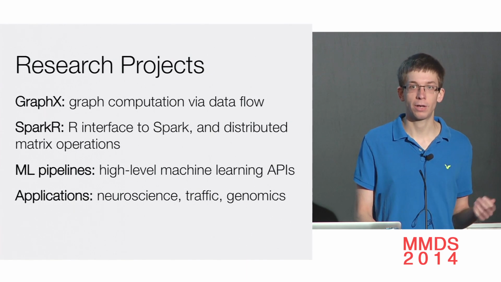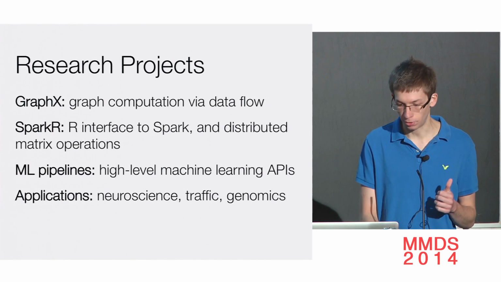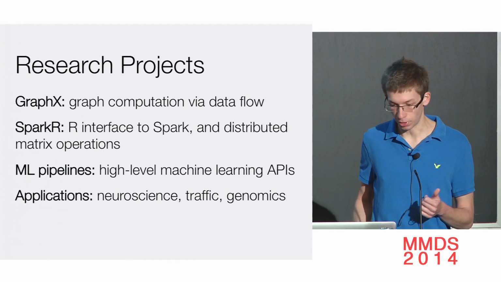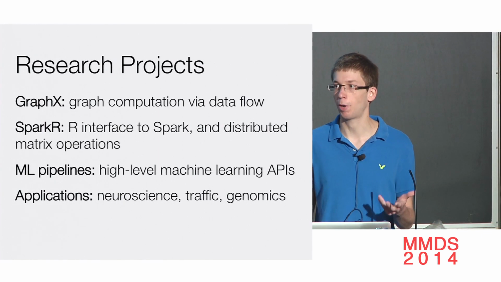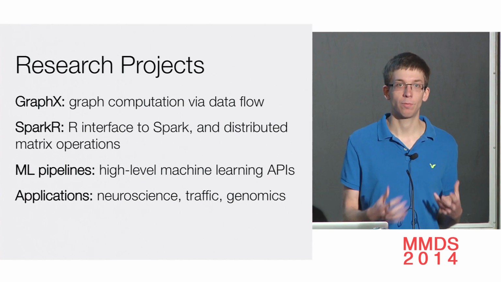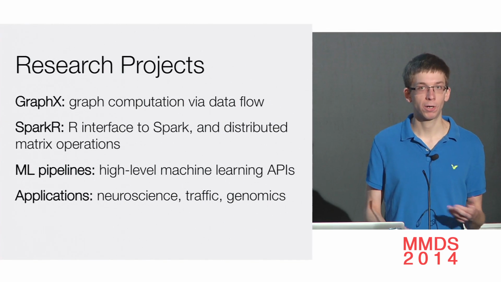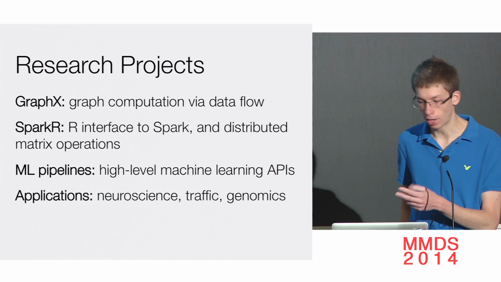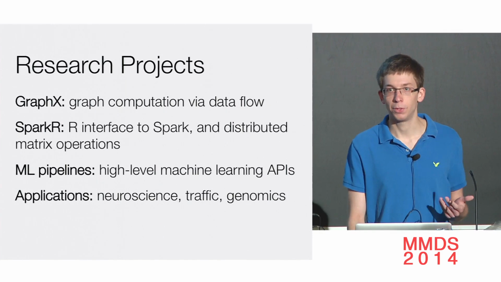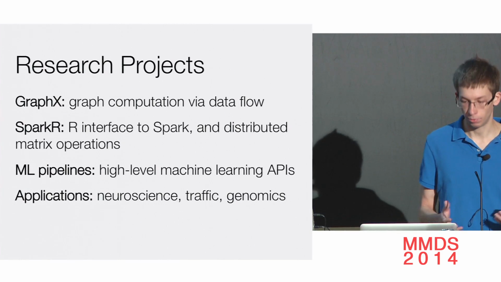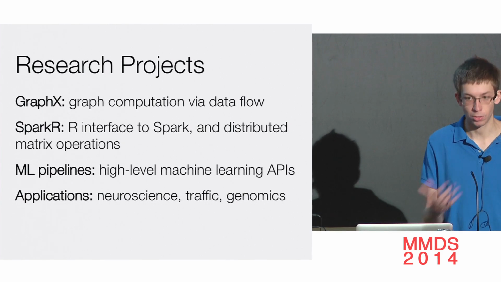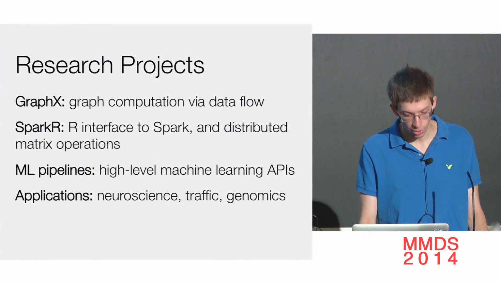GraphX, I think, had a talk at the conference earlier. It's graph parallel computation on a data flow engine, and it's actually doing that using Spark to be able to do a lot of manipulations of graphs. SparkR has an R interface to it. As part of that, they're also working to do efficient matrix math on top of this engine, so some of the matrix decompositions and multiplications and stuff like that.